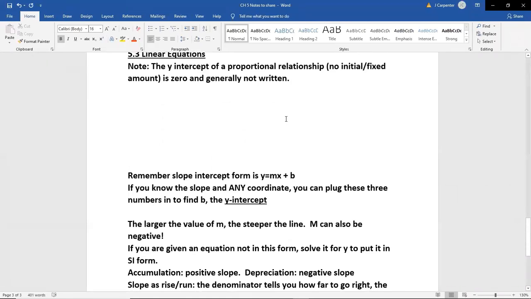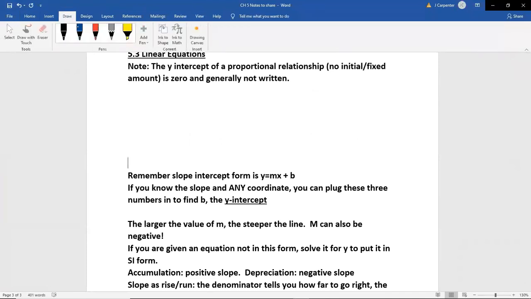The Y-intercept of a proportional relationship is 0 and generally not written. That's when your line goes through the origin, and it doesn't have to go up. It could go down instead. This is proportional, which means your equation just ends up being y equals mx. It's just a number times x. You only have just the variable amount. There is no fixed or initial amount because it's a 0 and nobody is going to write plus 0.